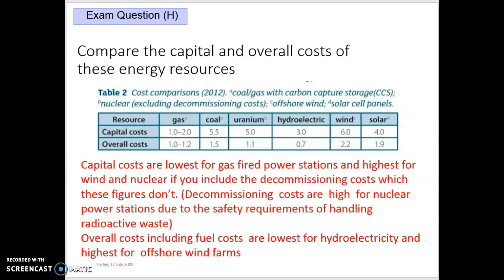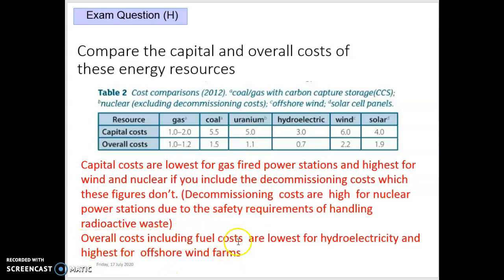All right, so capital costs are lowest for the gas-fired power station and highest for the wind and nuclear. And sometimes people don't think about the wind turbines being expensive to make, but they have a big concrete base, long blades, they've got to be transported into place, so that sort of thing is quite high. Decommissioning costs for nuclear power plants, so here's our uranium fuel, are high because we've got lots of safety precautions to think about.